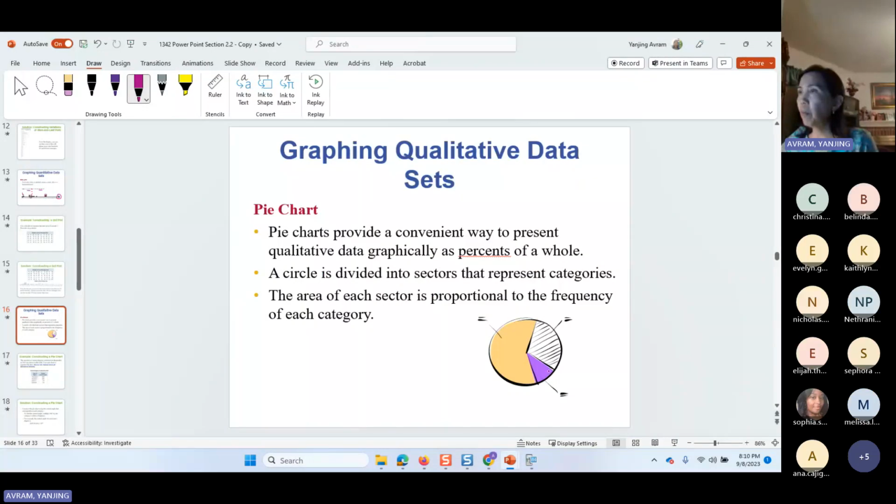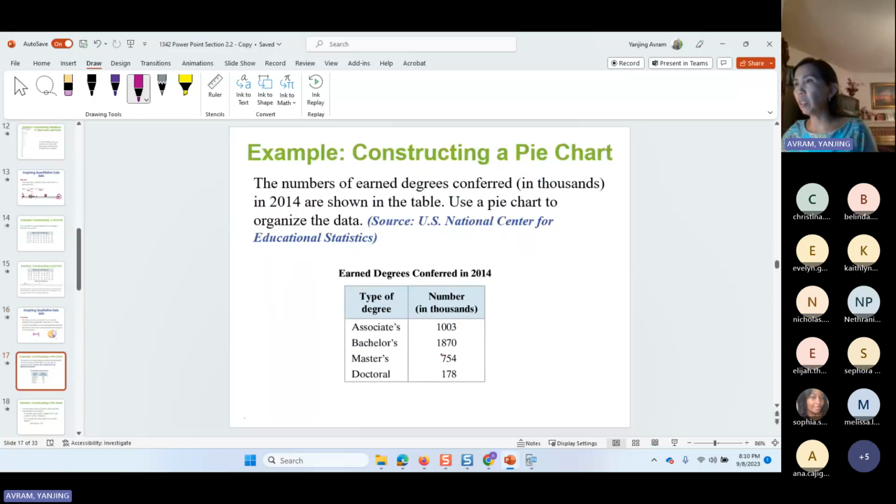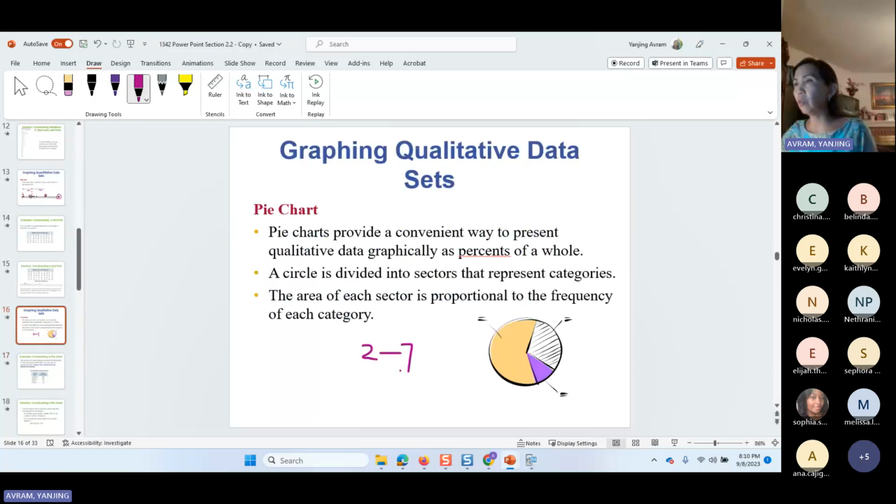The other one is called a pie graph. Pie graph, you can put it in Excel, very easy to graph. And usually if you have 2 to 7 categories, the pie graph will be easy to read. If you have more than that, the pie becomes too small and very hard to read, all right? So we don't recommend using the pie graph when you have too many data.